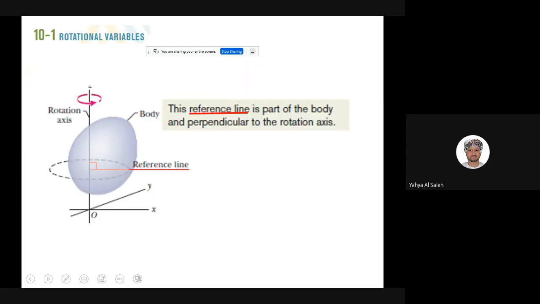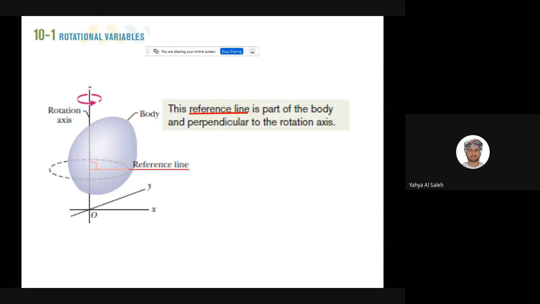So first things first, just like we did for translational variables, we'll look at rotational variables. How do we define the problem? How do we describe what is going on? What we will end up doing is some form of translation, where we translate from the language of translational variables to rotational variables.